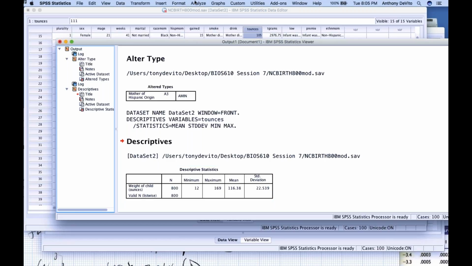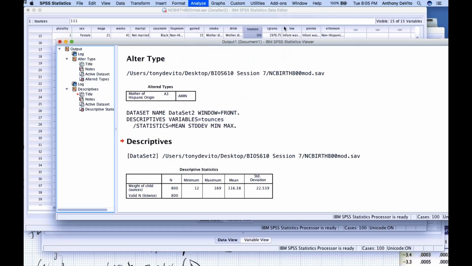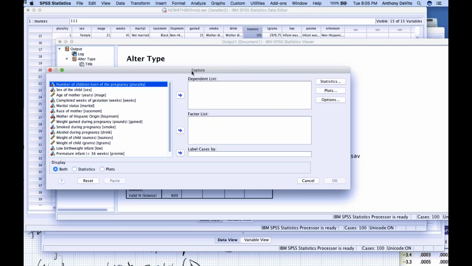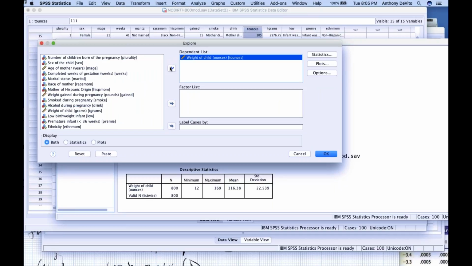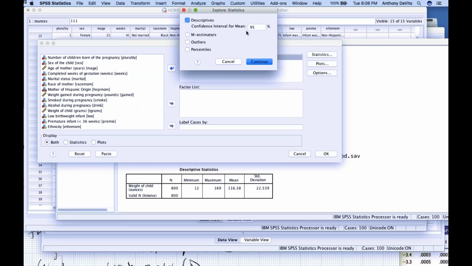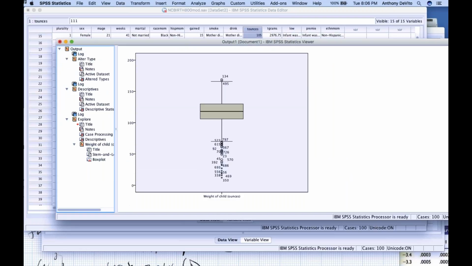Okay, so I'm going to go back here and say analyze, descriptive statistics. Except this time I go down to explore. It's going to do descriptive statistics again, except it's going to give me some extra values. So I'm going to say weight of child in ounces, and I'm going to ask it to calculate descriptives, including the confidence interval for 95%. I could actually change that to 99 if I want, right? I don't need that. So I'm going to click continue for 95%. I'm going to click OK, and it will calculate for me.